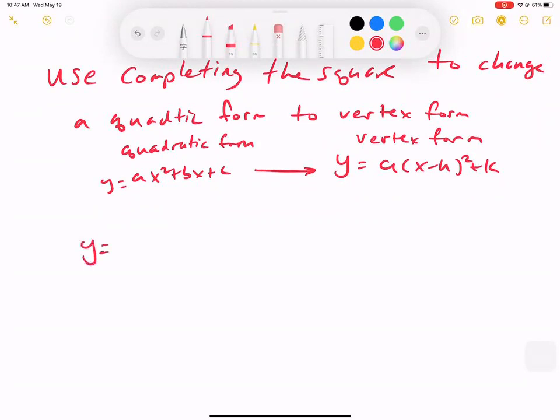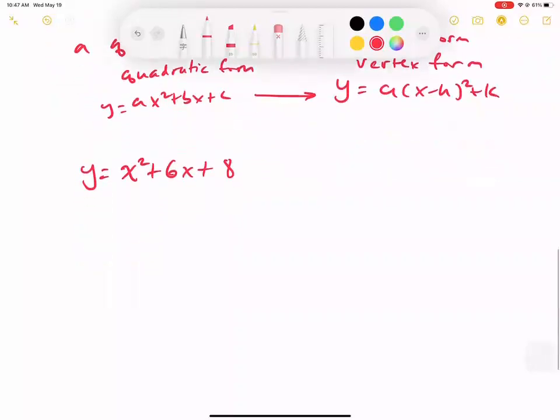Y is equal to x squared plus, no, let's give you guys a 6x plus 8. We'll do this one instead. We've done this before. Okay. Now, how can I change this into a nice form like y is equal to something like x plus 3 squared minus 1? How can I get this into its nice vertex form? Because if it's in the vertex form, I can graph this.